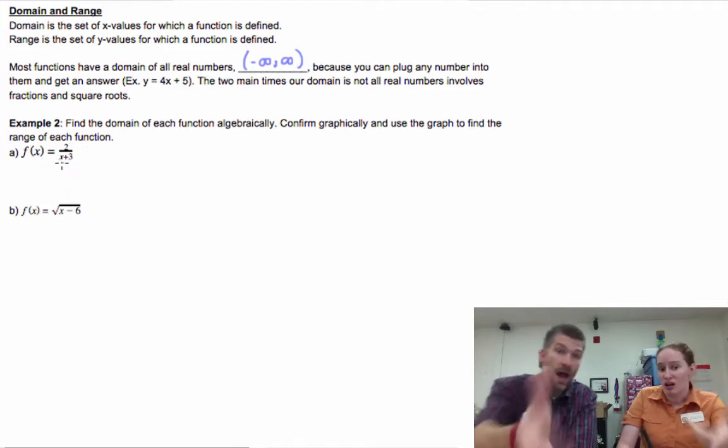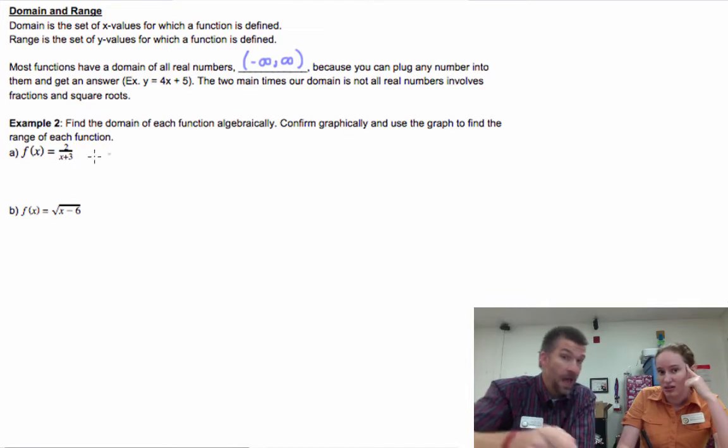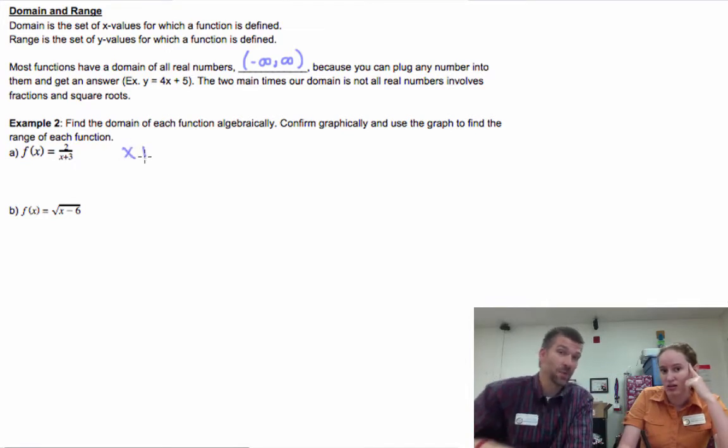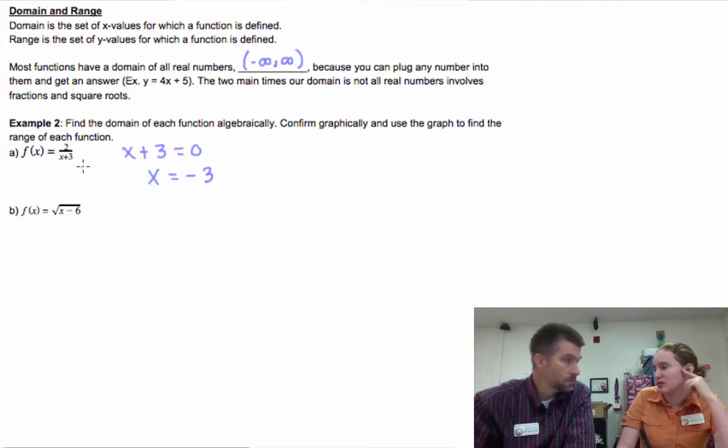Now, I could put a zero in that denominator, 0 plus 3, and get 3, an answer. But I can't put negative 3 into that denominator. The idea is you take your denominator and set it equal to 0 and solve. If that's the only issue, we just have a fraction and not also a square root, then the only number we can't plug in is negative 3.